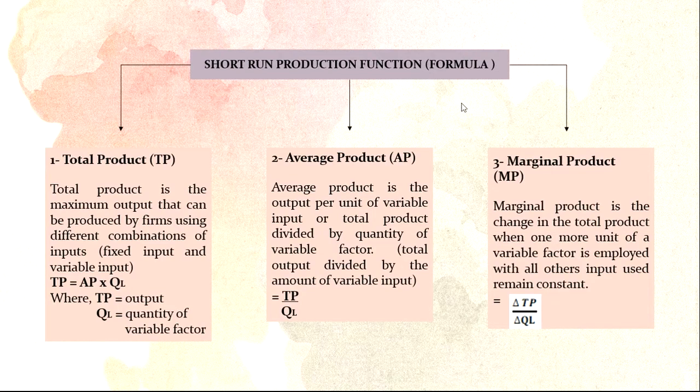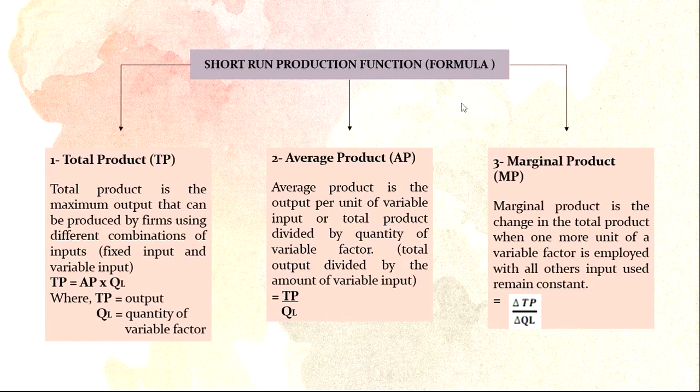Okay. The third one is marginal product. The short form for it is MP. Marginal product is the change in the total product when one more unit of a variable factor is employed with all other inputs used remaining constant. The formula is changes in total product divided by changes in quantity of variable factor.